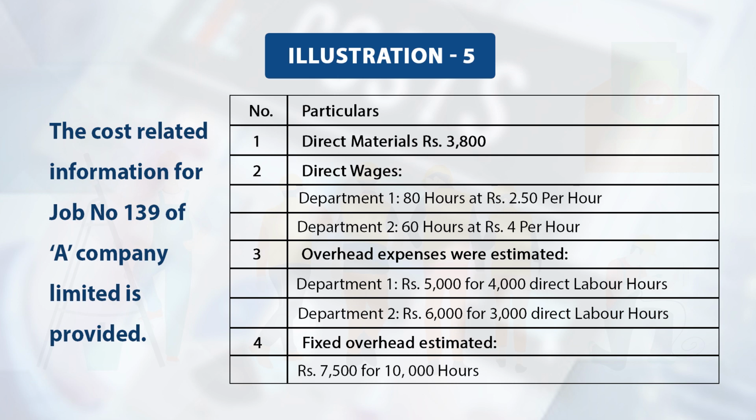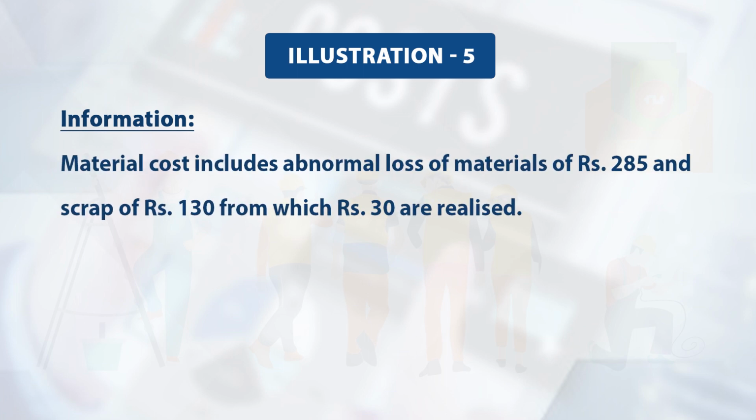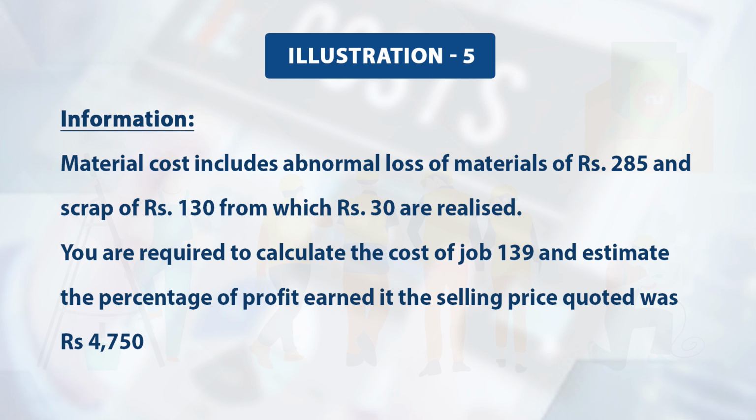Fixed overhead estimated rupees 7,500 for 10,000 hours. Information is given that material cost includes abnormal loss of materials of rupees 285 and scrap of rupees 130, from which rupees 30 are realized. You are required to calculate the cost of job number 139 and estimate the percentage of profit earned, if the selling price quoted was rupees 4,750.